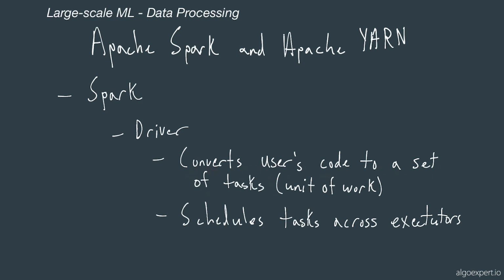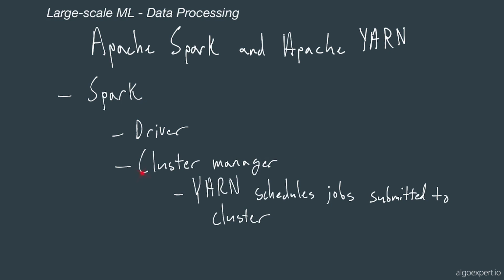A task here is the smallest unit of work that Spark recognizes. As well, the driver will schedule these units of work, or tasks, across different executors. The executors are the ones who actually execute the code. Now, Spark also requires a cluster manager.